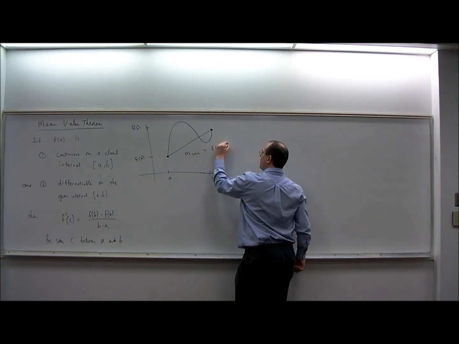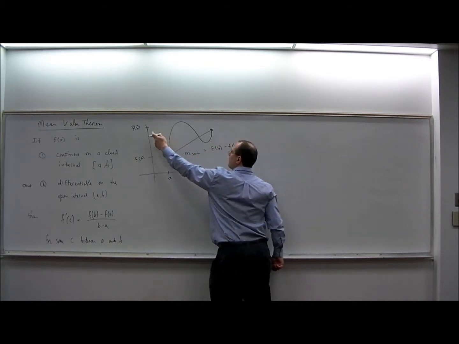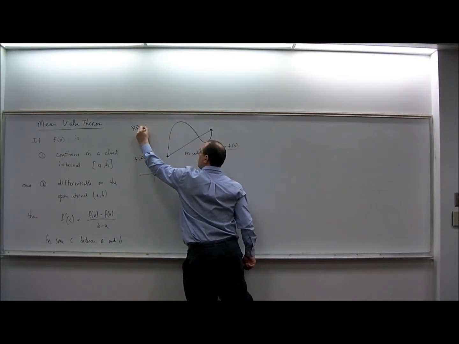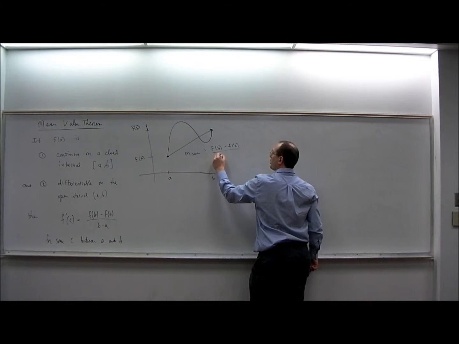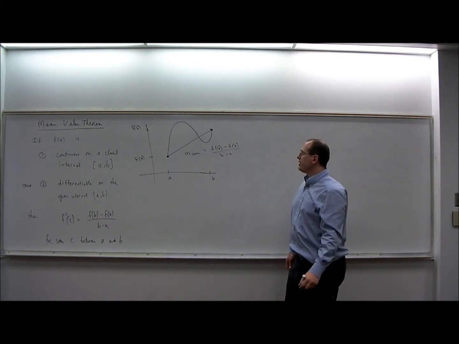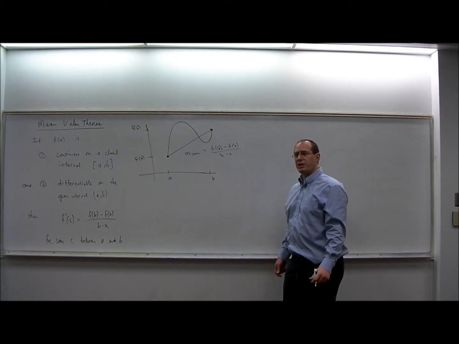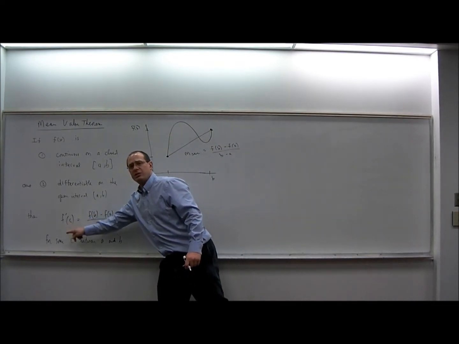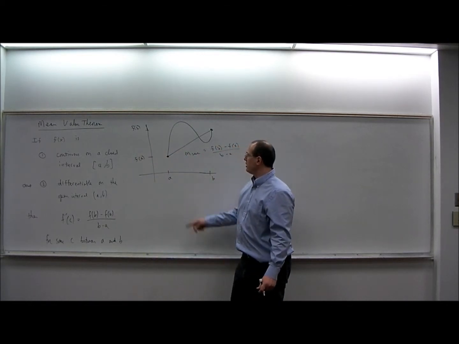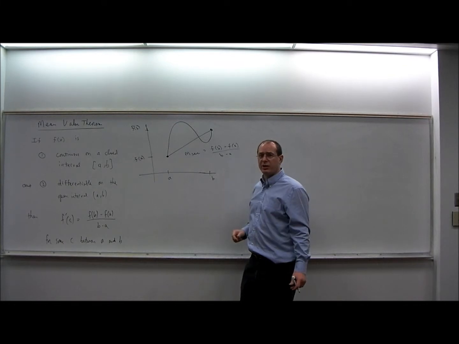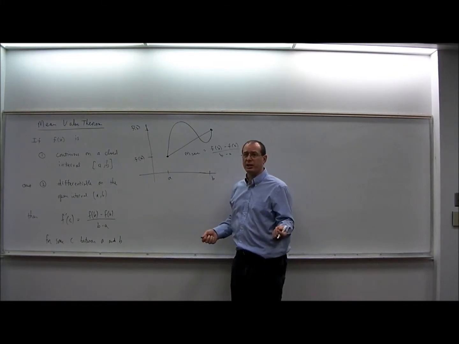It's f of b minus f of a, that's the rise, divided by b minus a. That's the run, the rise over the run. So what the theorem is saying is that there's at least one place along the curve such that the slope of the tangent line is going to be the same as the slope of the secant line. So the tangent line and the secant line are going to be parallel in at least one place.